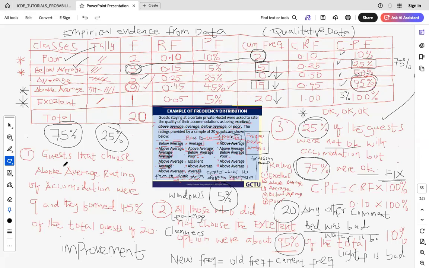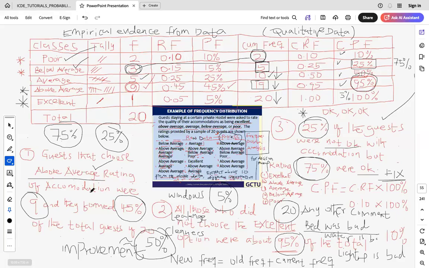Then the first information, those who chose above average were the highest, 9 out of 20. And they formed 45% of the guests who slept there. 45% in approximation, we will say it is closer to half. It is closer to 50%. If we apply one significant figure to 45, we'll get 50%. So in other words, 50% are telling you that the accommodation is above average.